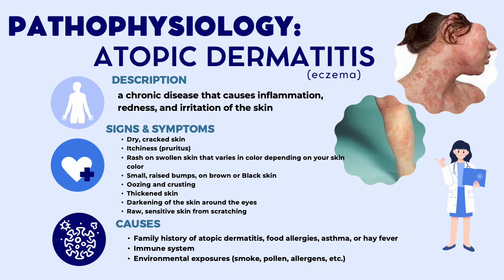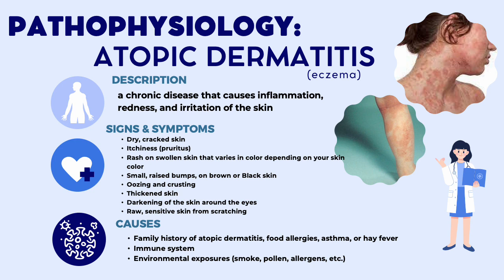So the pathophysiology of atopic dermatitis, aka eczema, is what we're going to go over first. To begin with, I want to draw your attention to the pictures on the right-hand side of the screen. You'll see a woman with her face turned, and you'll see a rash up and down her neck. That is atopic dermatitis, and that is a common presentation of eczema. The description of this is a chronic disease that causes inflammation, redness, and irritation of the skin.